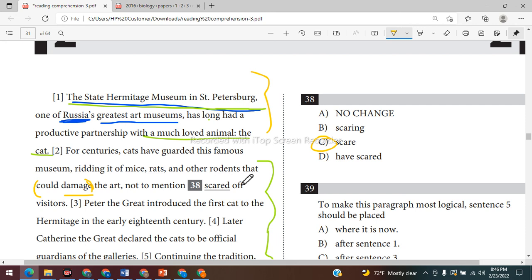Okay? So it's "could damage." It's C, "scare." Number 39.